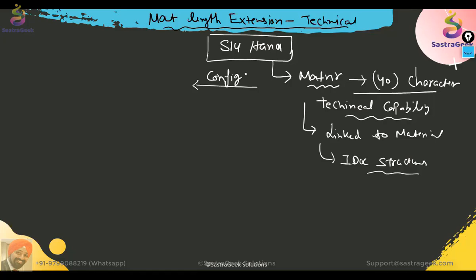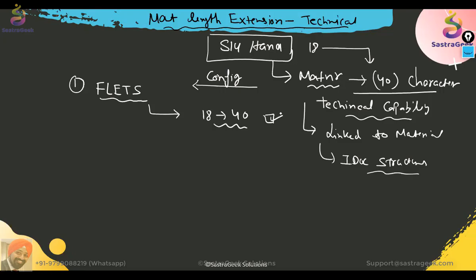There's two transactions you need to run to do the config, so that you would be able to extend your limit from 18 character to 40 character. The first transaction you need to run is FLETS. Okay, here you need to say that 18 to 40 is applicable for me.